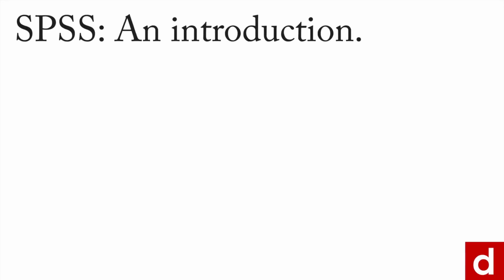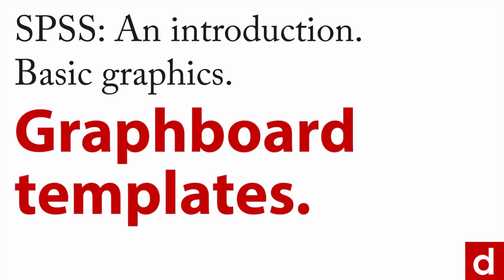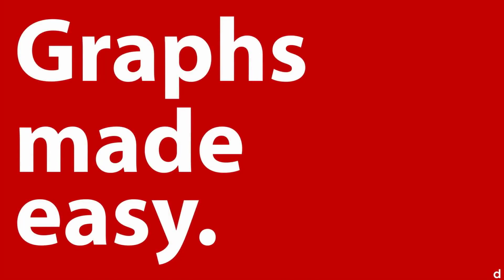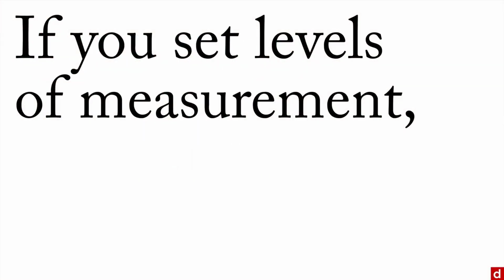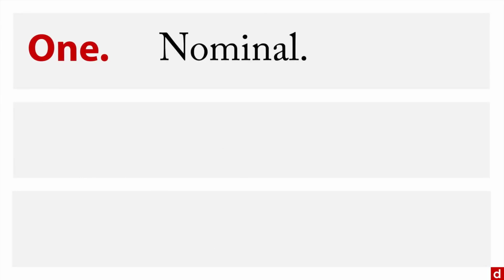Our next step in SPSS in Introduction is to look at basic graphics because those are always a good first step in analysis. And the easiest way to do that in SPSS is with something called graphboard templates. Really, you can just think of these as graphs made easy. The idea here is that if you set the levels of measurement in SPSS, then SPSS can suggest graphs that would be appropriate for those variables. Now, in terms of level of measurement, remember, SPSS uses three. Number one is nominal for different categories.